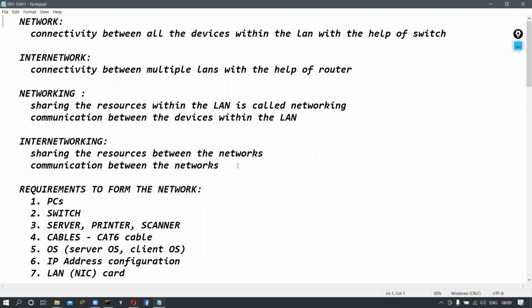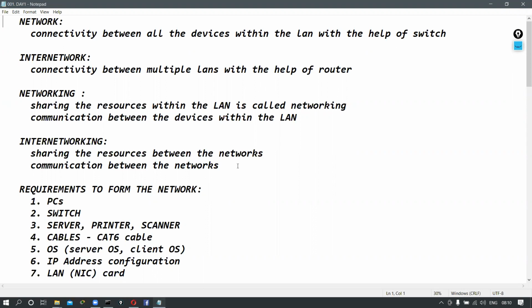If you want to send any data from one PC to another PC within the network, that is called networking. The communication, the sharing process. We are sharing the resources, printer, scanner, files, and so on, all these things within the network. That is called networking. Networking means there is a sharing or communication process within the same network.